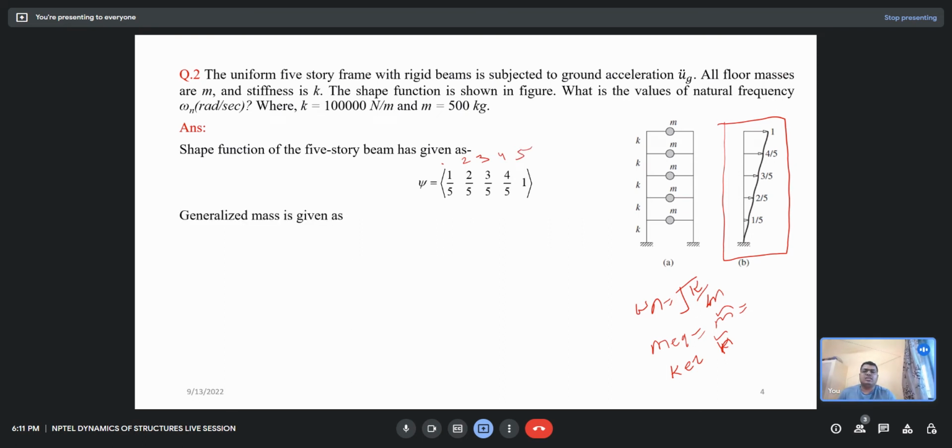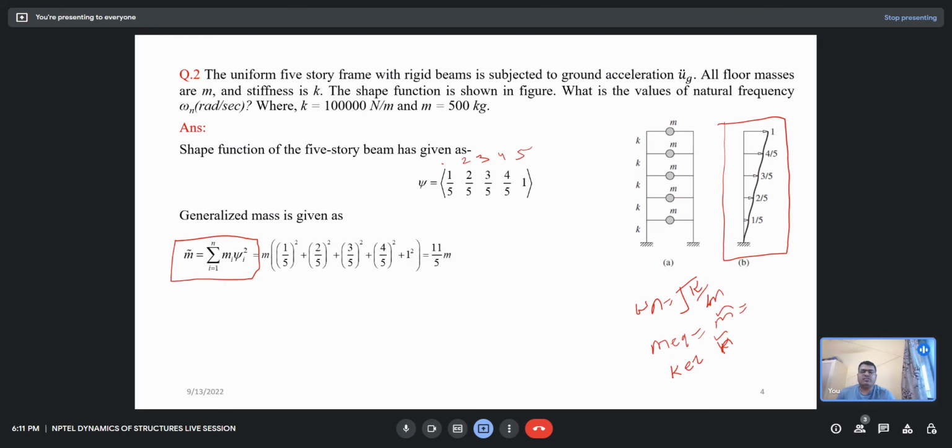Okay. So now the generalized mass or the equivalent mass can be determined, as the formulation for the lumped mass system is m dash equal to summation i equal to 1 to n of m_i psi_i square. Here i is the story number. So try to calculate the equivalent mass with m given to you as 500 kg, and k as 10 raised to power 5 Newton per meter. Initially you can find it in terms of m, and at the end of the calculation we can put in the values of m and k.